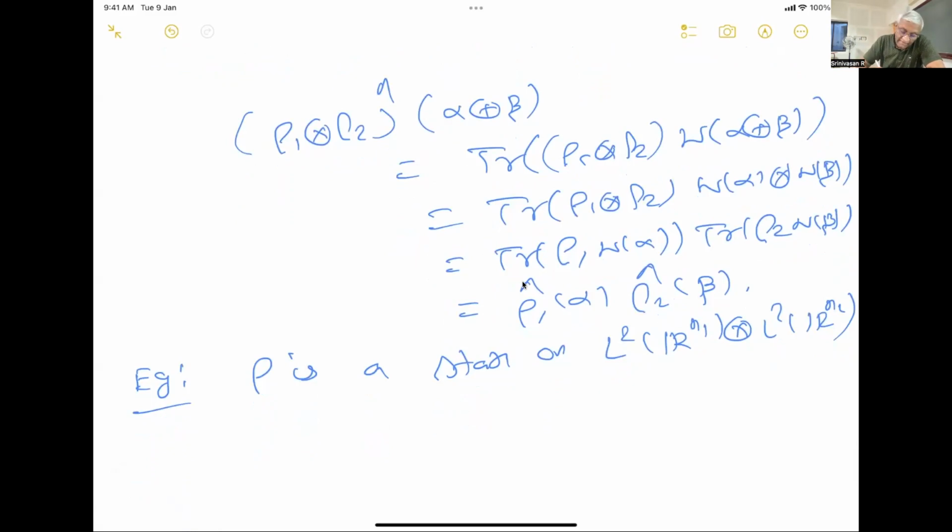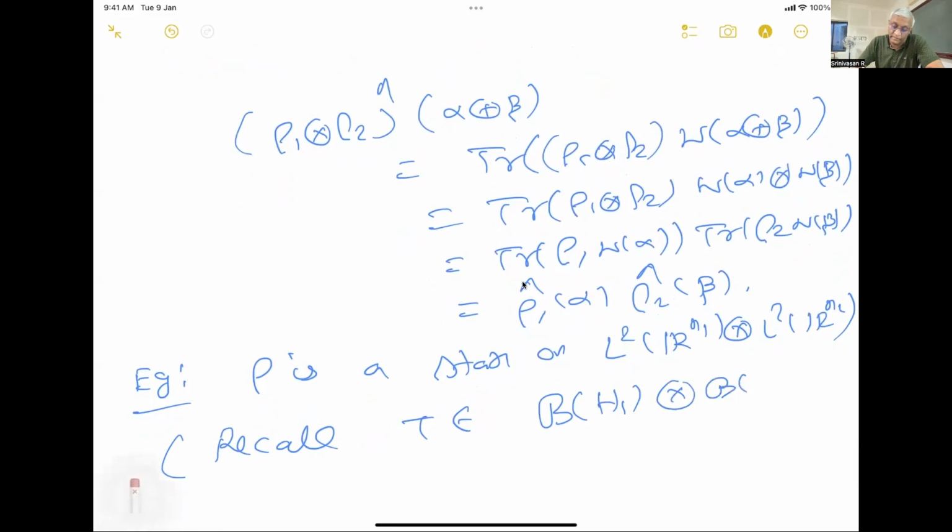If you have some operator, recall: if T is an operator in B of H1 tensor H2, whether I write it outside or inside doesn't matter. It will be the same thing, because this space can be written as linear combinations of the elementary tensors, and take the corresponding closure in the topology. The same thing works for the operator also. So you can write it as B of H1 tensor H2, and B of H1 tensor H2 is the same as B of H1 tensor B of H2.